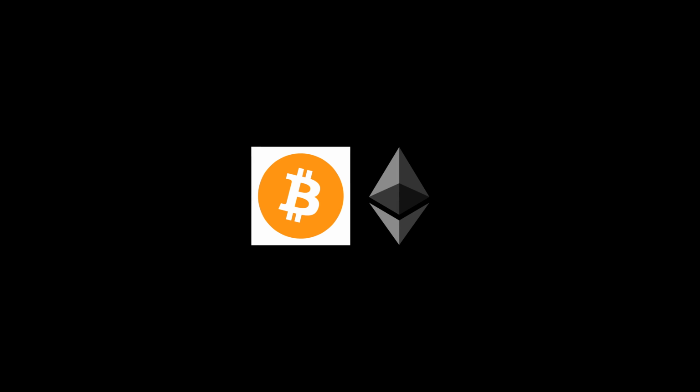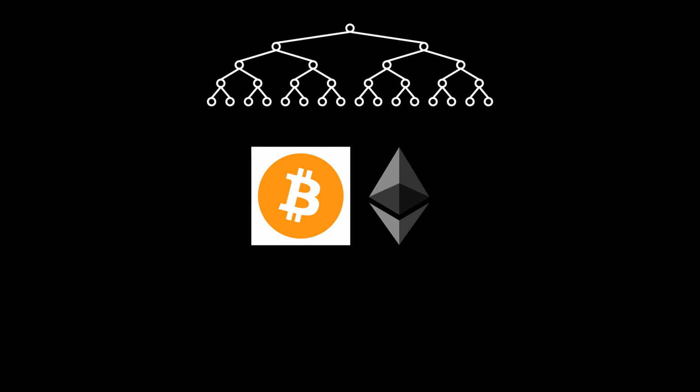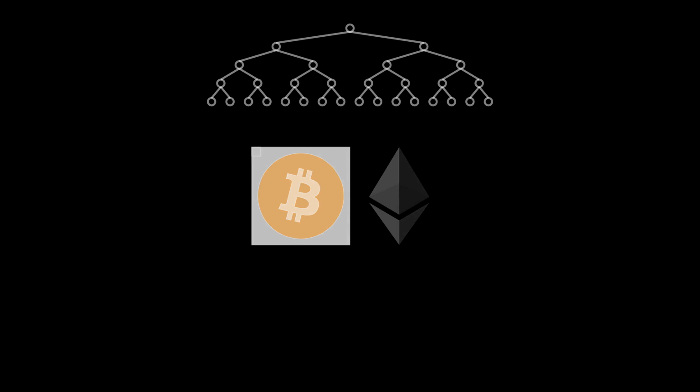Today we're going to break down how Bitcoin and Ethereum actually store transactions and why they use something called a Merkle tree to do it. At its core, a blockchain is just a chain of blocks. You can think of each block like a digital box. Inside that box, there are two main compartments. The first one, called the body, holds all the transactions. That's where you'll find Alice pays Bob, Bob pays Charlie, and so on.